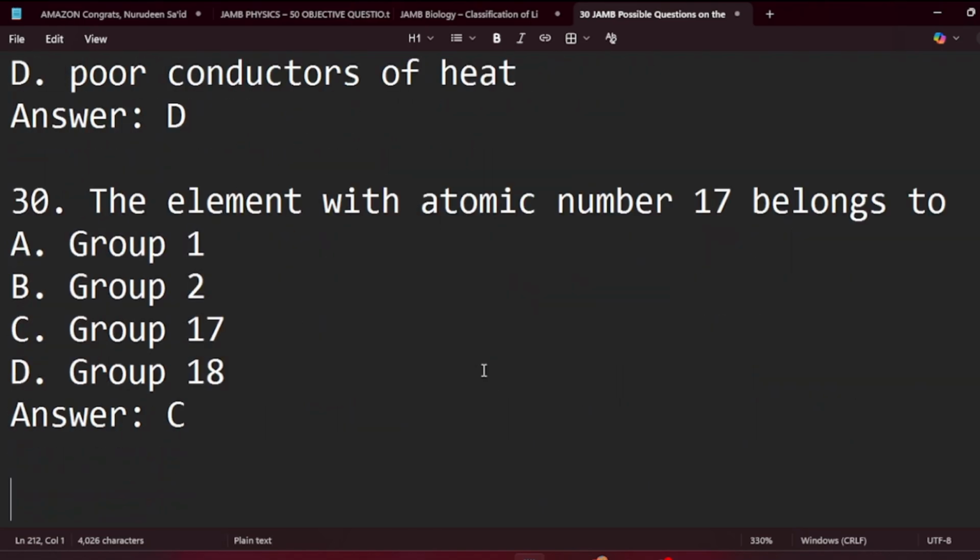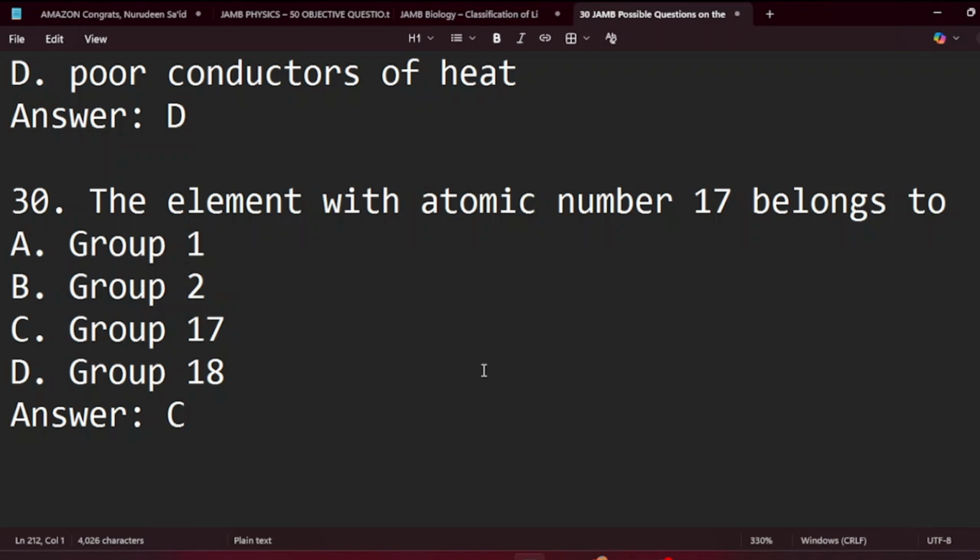Question number 30, which is the last question, we promise you. The question goes as this. The element with atomic number 17 belongs to A. Group 1, B. Group 2, C. Group 17, D. Group 18. The answer is C, which is group 17.